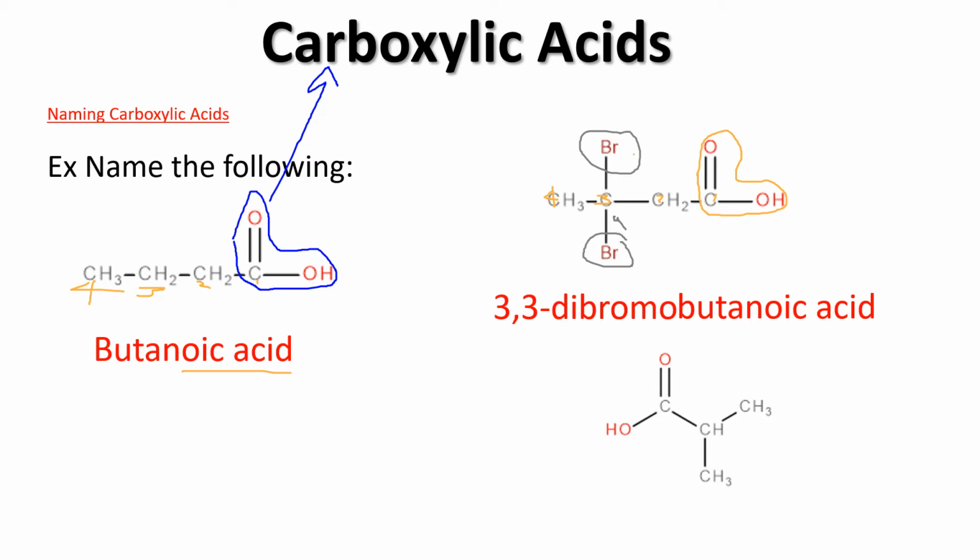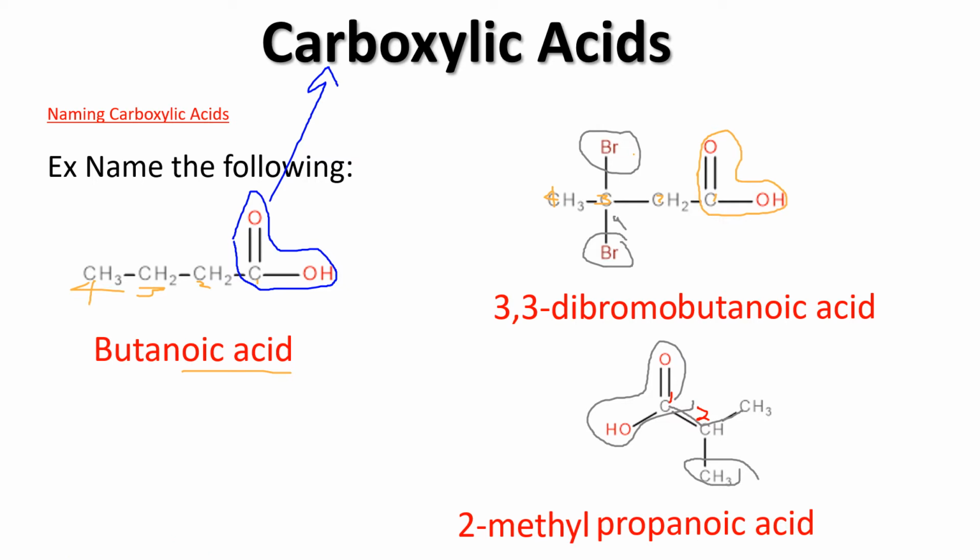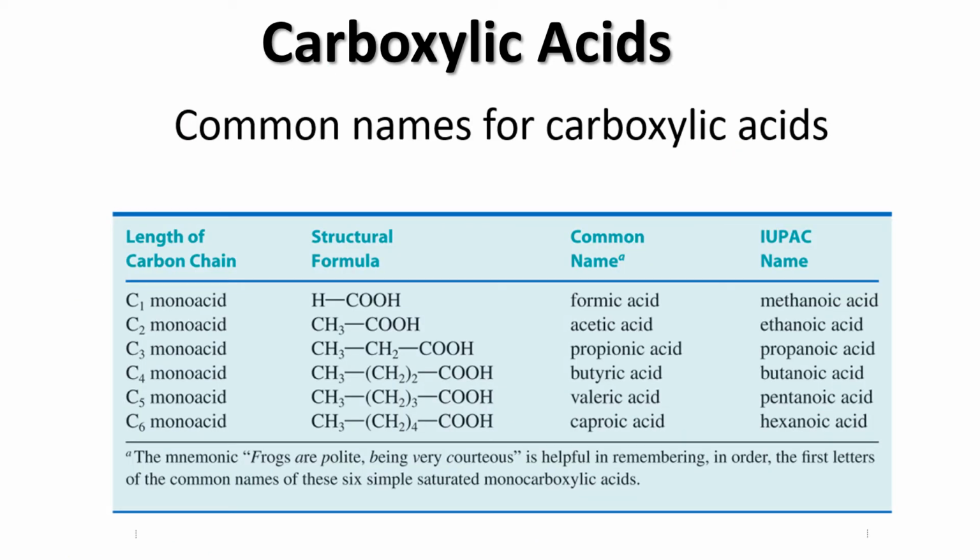And one more here. Again, we'll identify our longest chain. Don't be tricked, it's just 3 long. So again, there is our carbonyl group. So we've got some kind of propanoic acid here. And then we've got a methyl group, and this would be off the 2nd carbon. So 2-methylpropanoic acid.